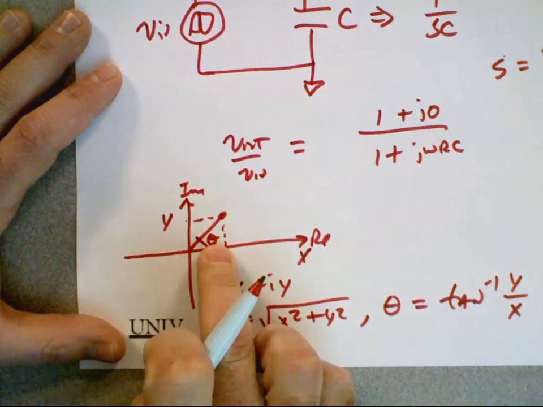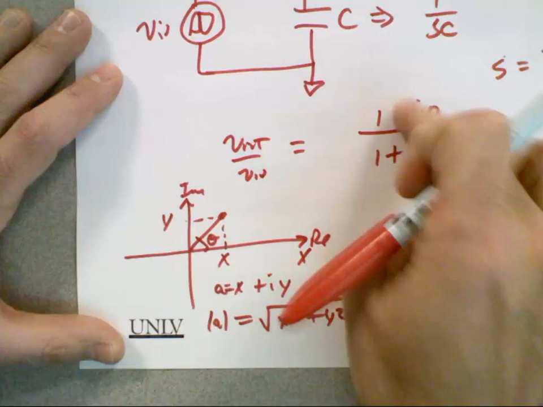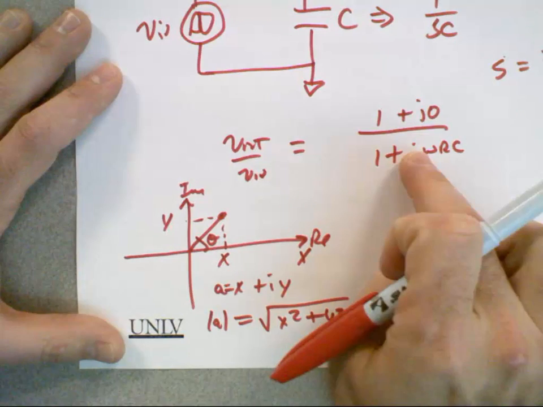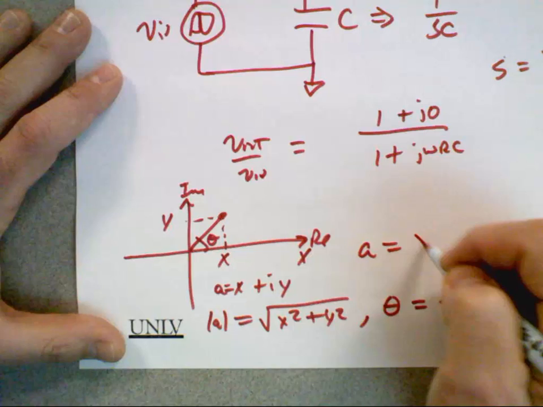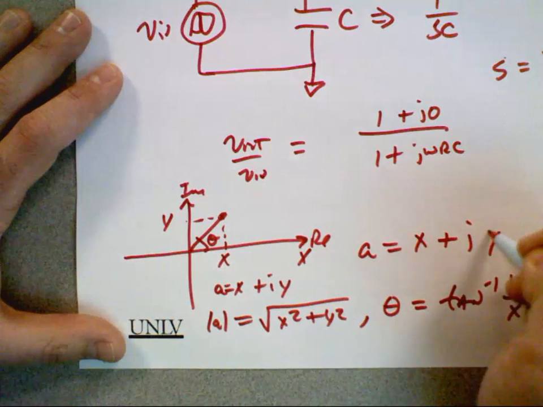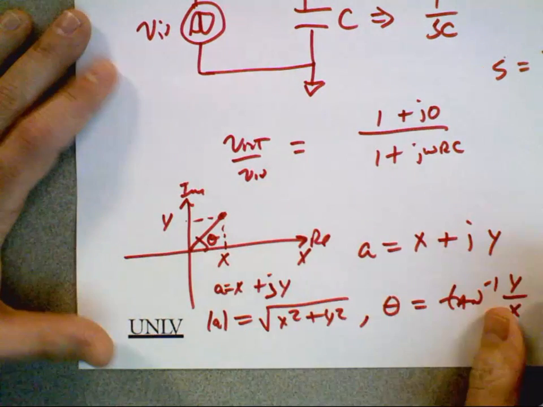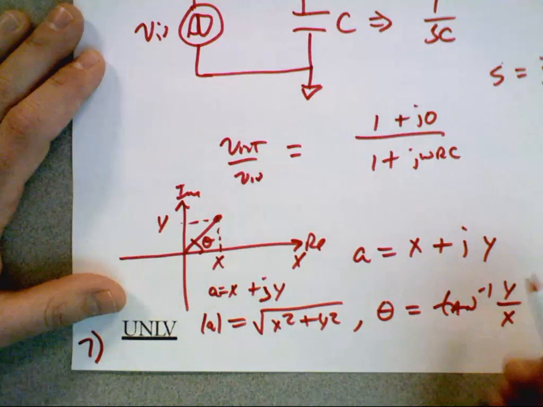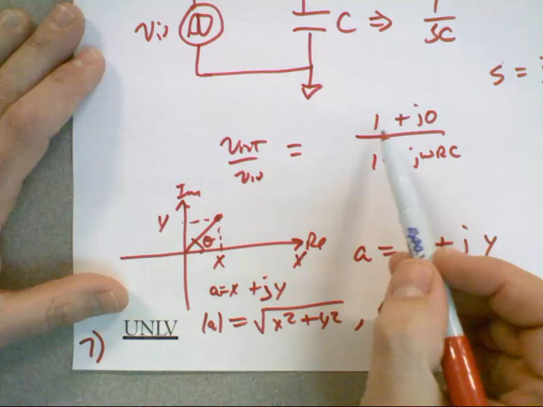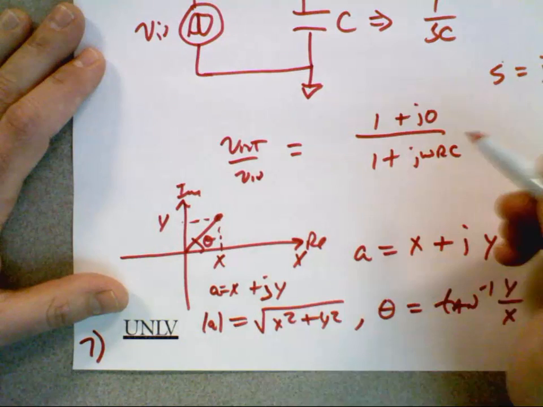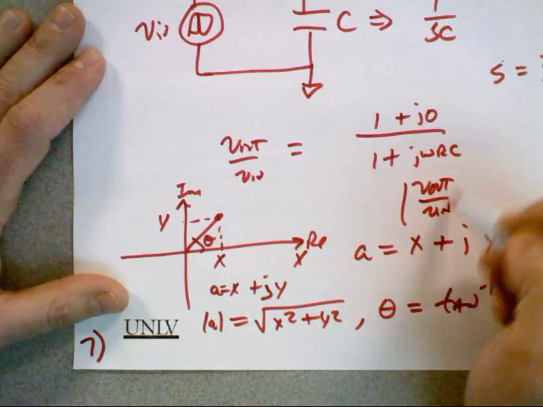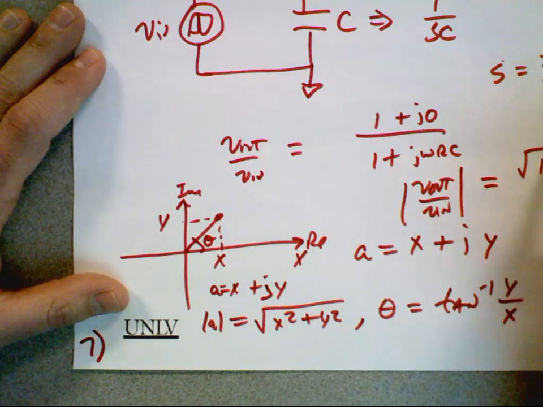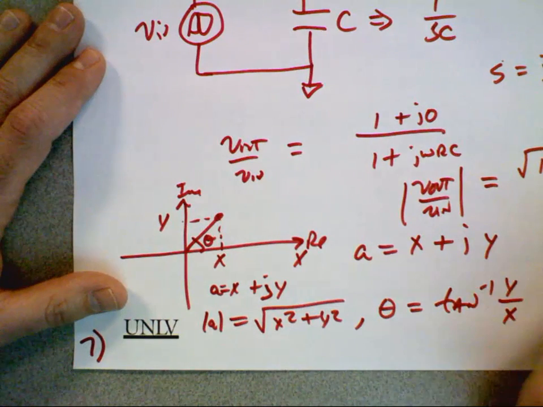Because, and notice in this circuit here, the only number that we have in the form of A equals x plus jy. Did I use i? Holy cow. That's a senior moment. Anyway, jy is the top one, right? So I'm going to take the magnitude of V out over V in and just do the top portion first. And that's equal to the square root of 1 squared plus 0 squared, which is 1.